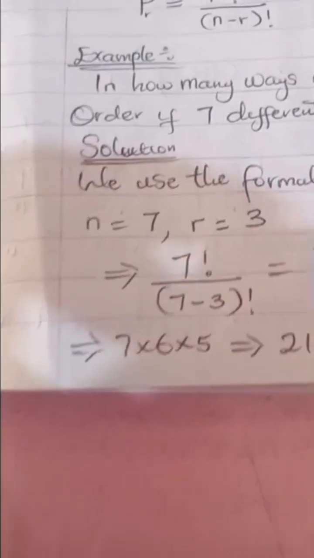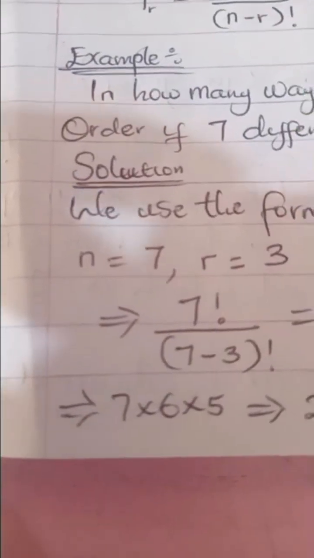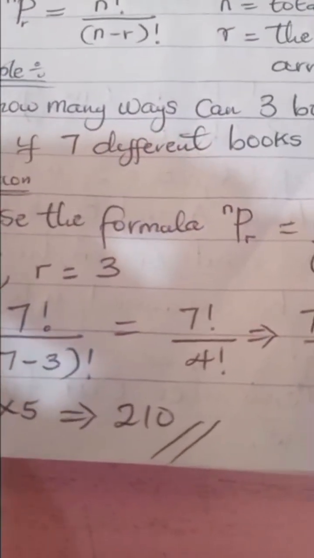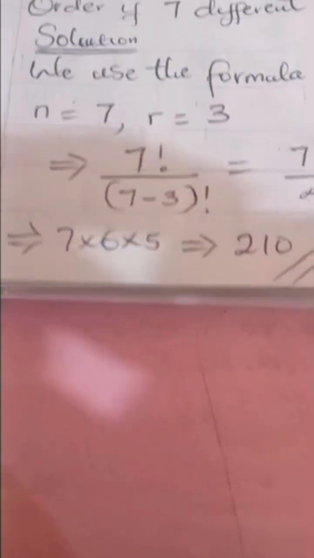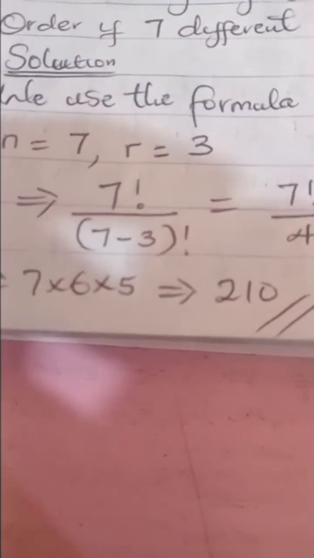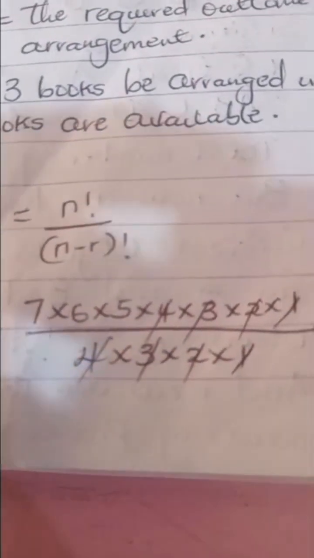So n is equal to 7, which represents the total number of objects, which is 7 different books, right? And we have the required arrangement of 3 books. We said how many ways can 3 books be arranged? So it will be 7 factorial all over (7 minus 3) factorial, which will give us 7 factorial all over 4 factorial, which is equal to 7 times 6 times 5 times 4 times 3 down to 1 all over 4 times 3 times 2 times 1.